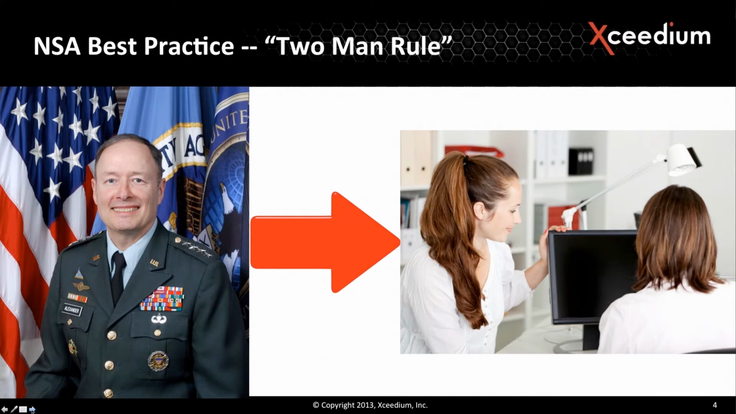I thought two-man rule might have been a little sexist, so we added a two-woman version to the picture. But that said, that is an interesting best practice, and it's something they use in their physical environment and have talked about using in their network environment. That is not a best practice that's going to work for all of us. I think everybody can do the calculations themselves.